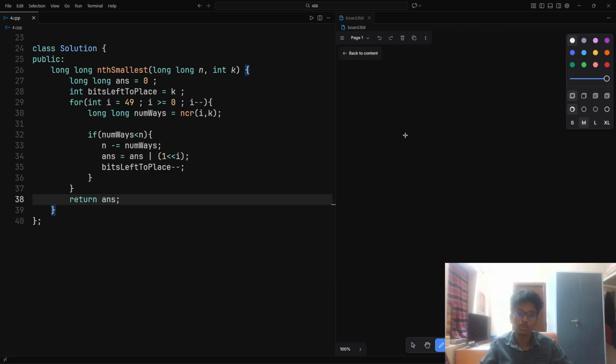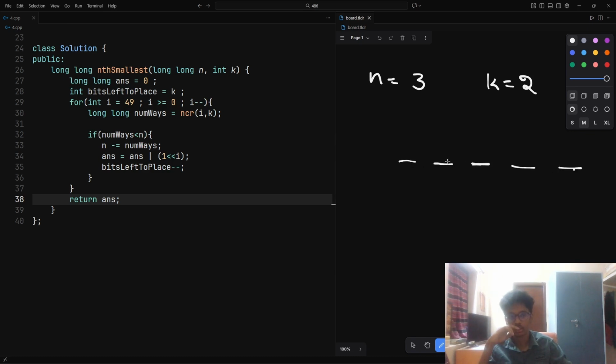Let's understand it more deeply with a test case. Let's say n equal to 3, k equal to 2. Let's say this is the test case we are working on. So forget about the 49 bits. Let's take, for simplicity, that there are 5 bits.